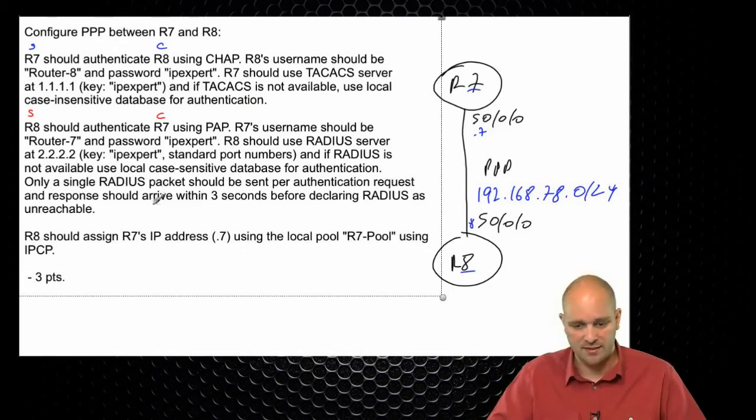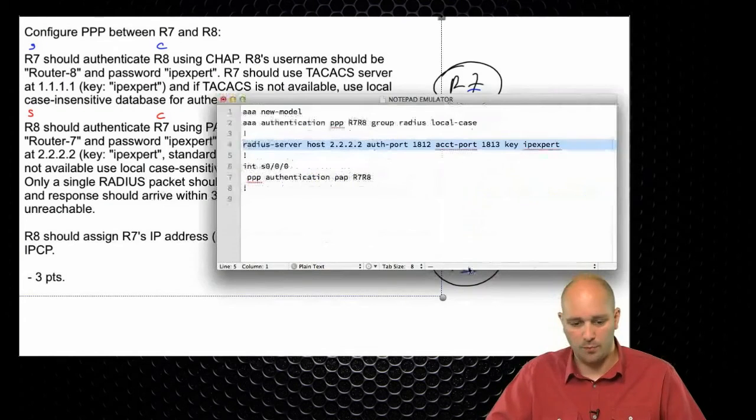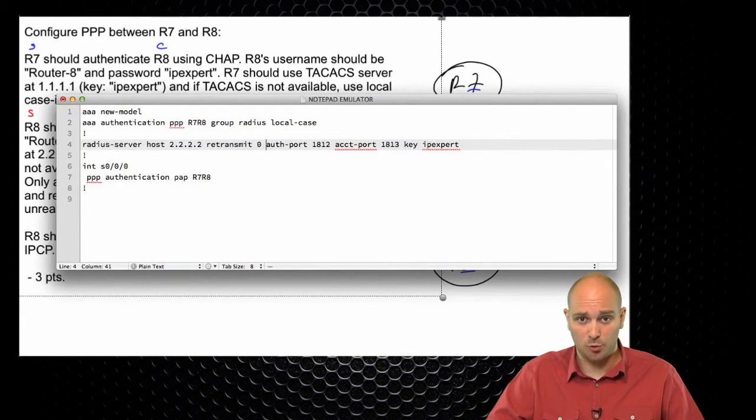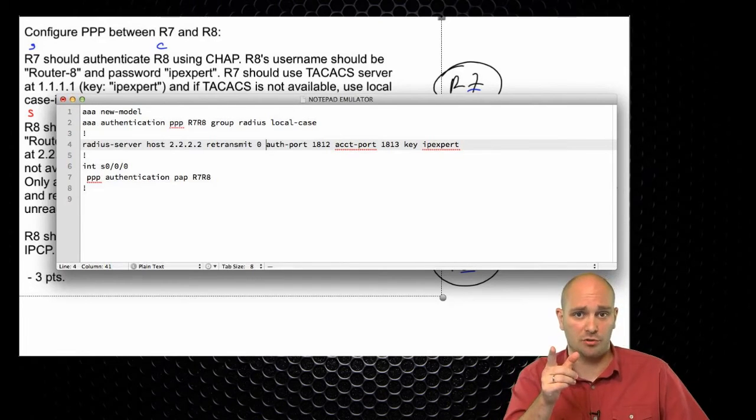So maybe the best thing to do would be here. What we need to do is change the retransmit value from the default value of 3 to 0. Now, keep in mind that retransmit 1 would be an incorrect solution, because retransmit 1 would mean sending 2 packets, the transmission and the retransmission. So with retransmit 0, we are telling the router, send the original authentication request, and if it times out, the RADIUS is dead.